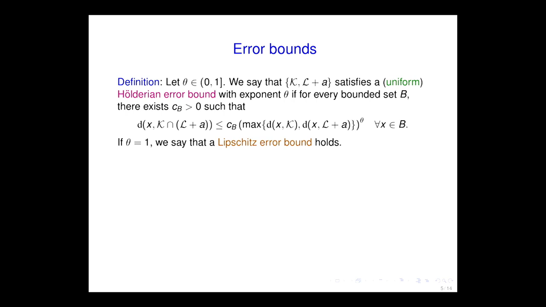So this is what I mean by error bound. Let theta be between 0 and 1, excluding 0, including 1. We say that the feasibility problem satisfies a uniform Hölderian error bound with the given exponent if, for every bounded set, we can find a constant so that this quantity that we cannot compute is bounded by this quantity that we can compute to a certain power, and the power is theta. This constant depends on the bounded set, and this inequality holds for all x.